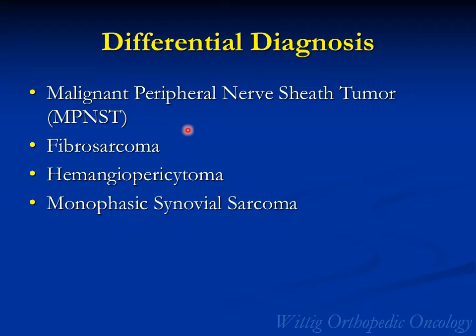Differential diagnosis of a synovial sarcoma includes a malignant peripheral nerve sheath tumor, fibrosarcoma, hemangiopericytoma, and a monophasic synovial sarcoma.